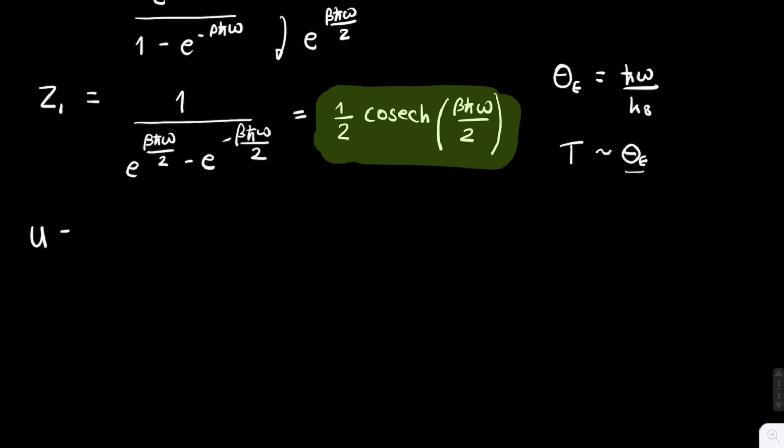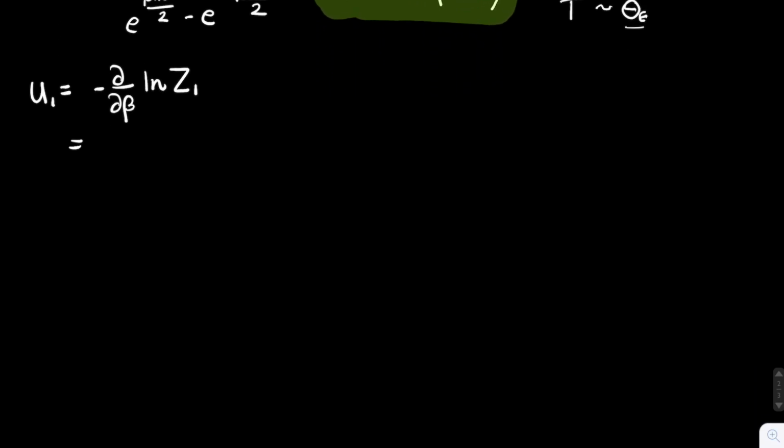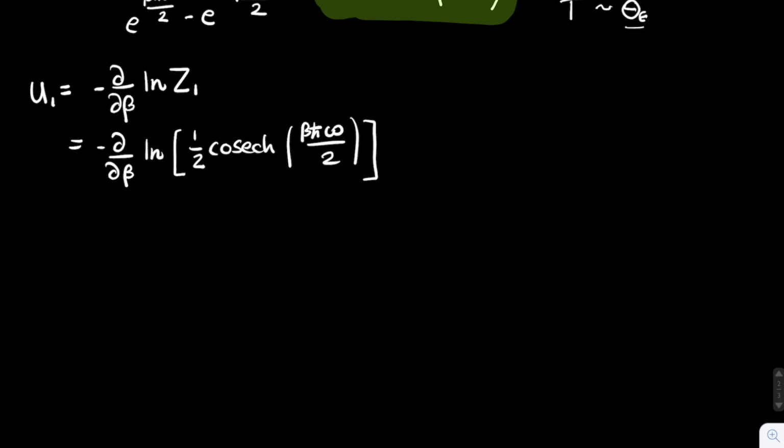Well, the internal energy is, of course, minus the derivative, remember our magic box relation right here, the derivative with respect to beta of the log of the partition function. So this is U1, it's the internal energy per particle. So let's go ahead and just substitute this in. So what are we going to get? Well, we're going to get minus the derivative with respect to beta of the logarithm of 1/2 cosec of beta h bar omega divided by 2.